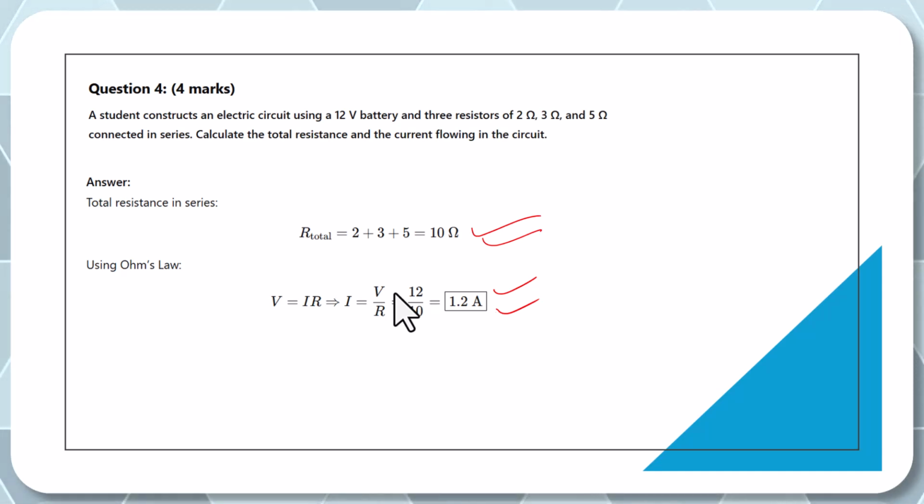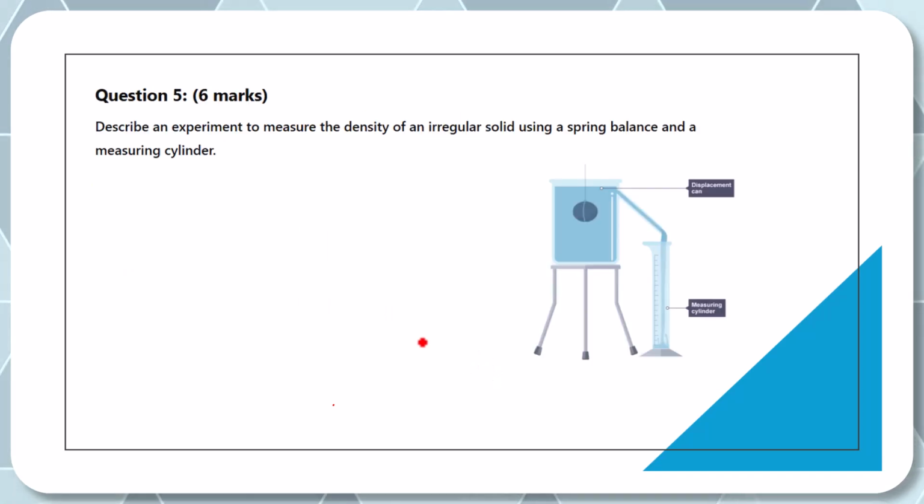Now we're going to do the last question. And this is the last question. The last question says, describe an experiment to measure the density of an irregular solid using a spring balance and a measuring cylinder.